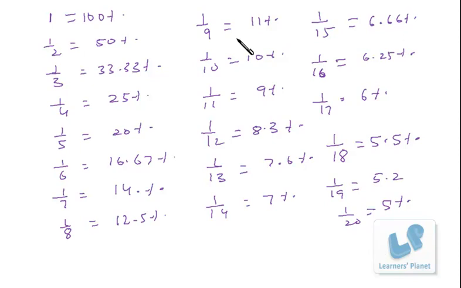And apart from that, you should know vice versa also. That is, 100% is 1, 50% is half, 33.33% is 1 by 3, 25% is 1 by 4, because that will also be required. So if you know all these things, data interpretation will be really an easy task for you to achieve.